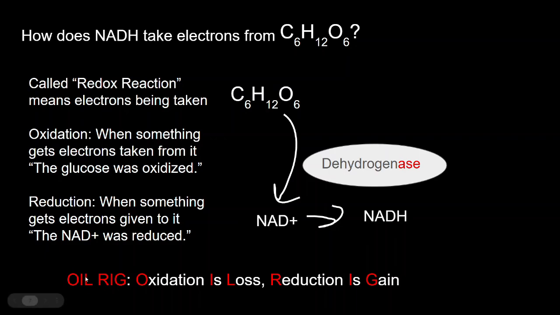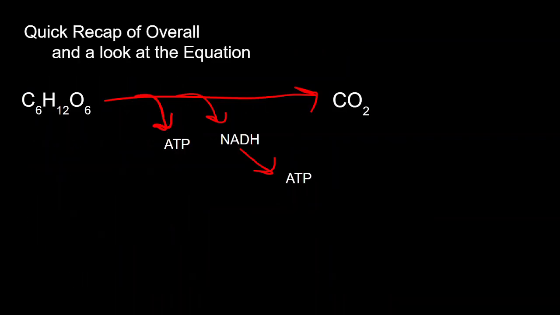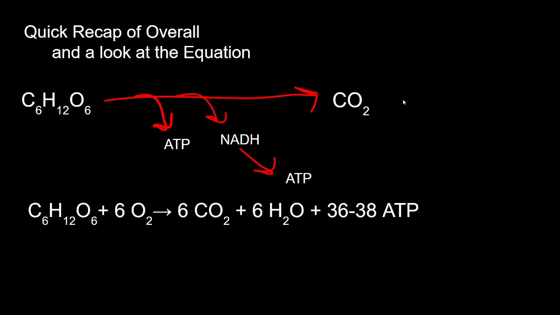And a fantastic acronym I learned in school was OIL RIG. So oxidation is loss of electrons and reduction is gain of electrons. And that just helps you memorize those terms. So quick recap of our little bird's eye view of cellular respiration. Glucose is going to get chemical energy gleaned off it, chemical energy in terms of ATP and NADH. The NADH actually gets used later to make even more ATP. And overall, the glucose is going to be released as CO2 later on.